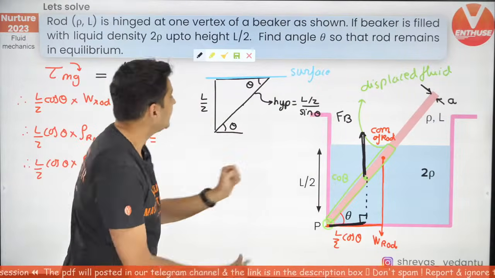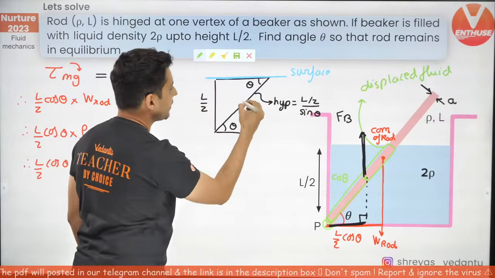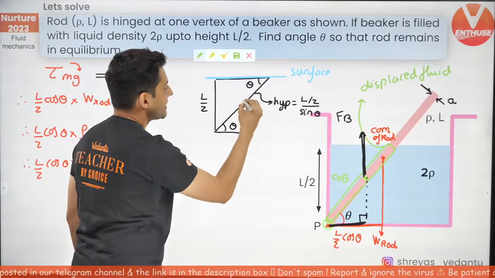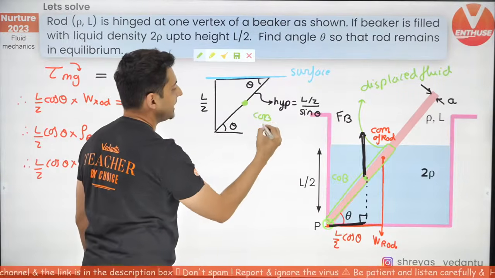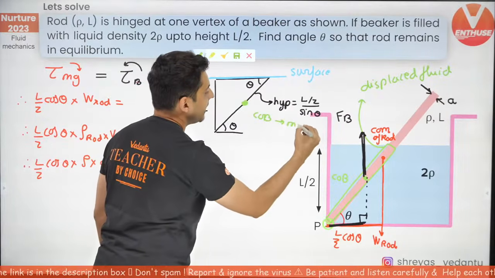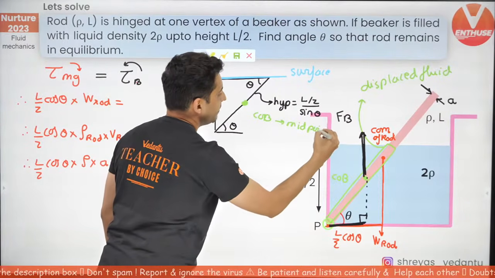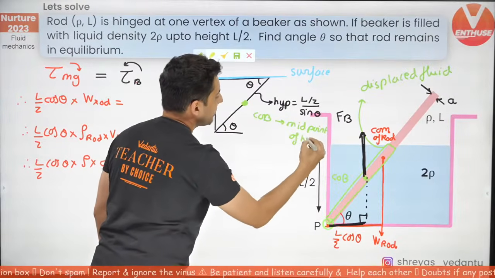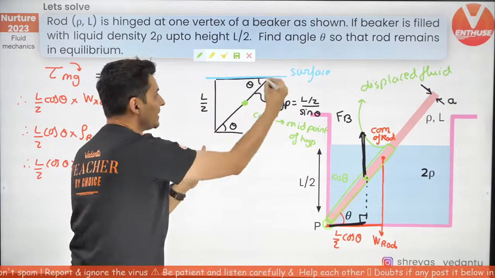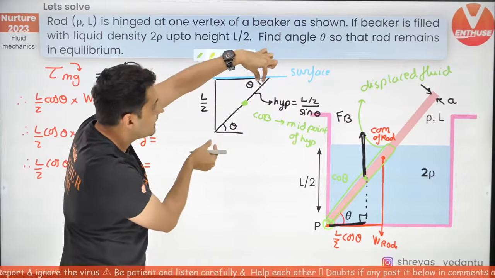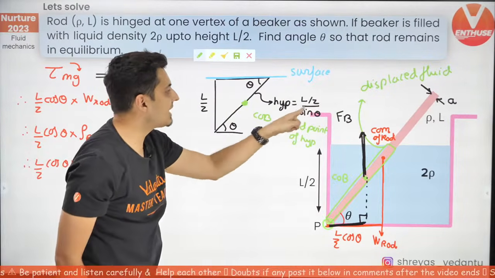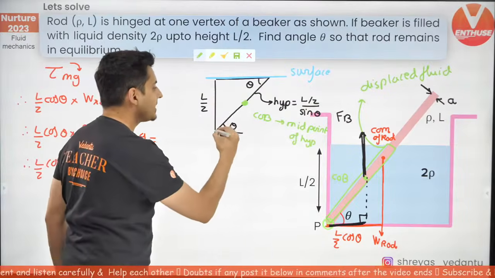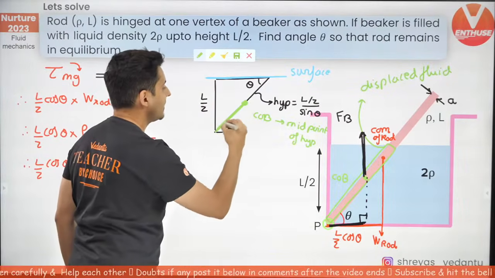Now, the center of buoyancy is somewhere here. This is the center of buoyancy. This is exactly the midpoint of the hypotenuse, because that's where the center of mass of the displaced fluid will be. So if the hypotenuse is L by 2 sine theta, how much is this length?